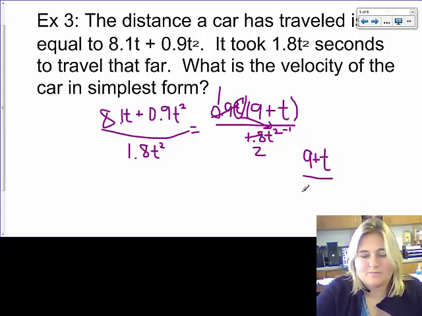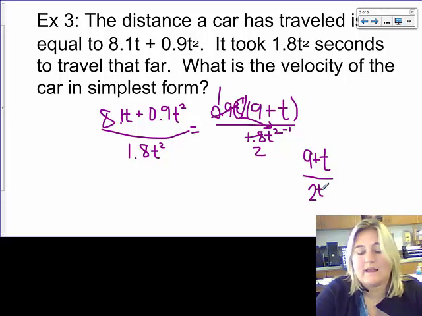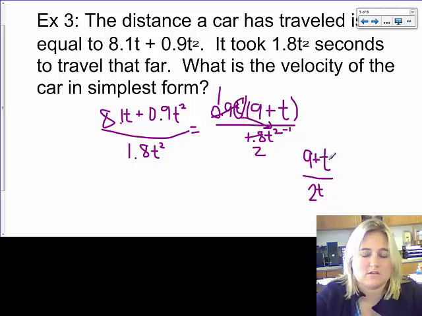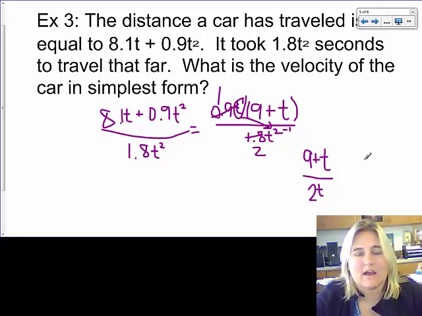over 2t. Now this is an example of what I cannot do to cancel. I can't cancel these t's because this t is being added with this 9. Okay, if they were being multiplied, I could cancel it, but it's not. It's being added, so I cannot cancel it. This is my final answer.